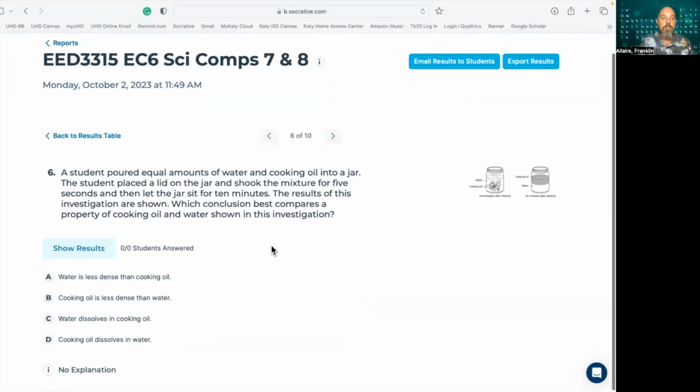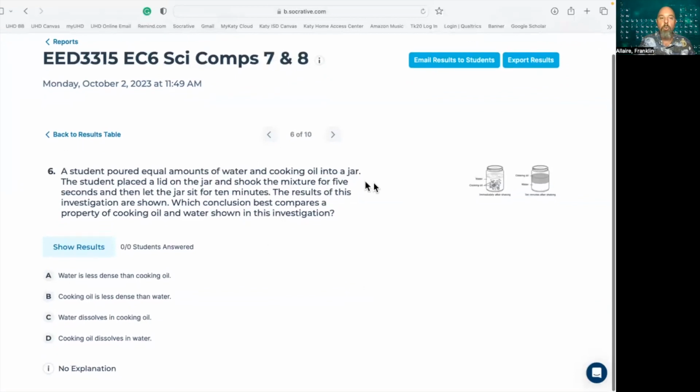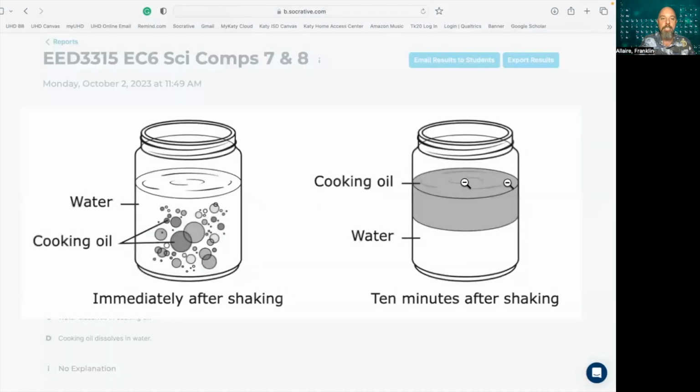Number 6, a student poured equal amounts of water and cooking oil into a jar. The student placed a lid on the jar and shook the mixture for 5 seconds and then let the jar sit for 10 minutes. The results of this investigation are shown. So let's take a look at this diagram here. Again, they put equal parts water and cooking oil into a jar. They put a lid onto the jar and they shook it around. So here is a diagram of what it looks like immediately after shaking for 5 seconds. They let it sit for 10 minutes, and here are the results.